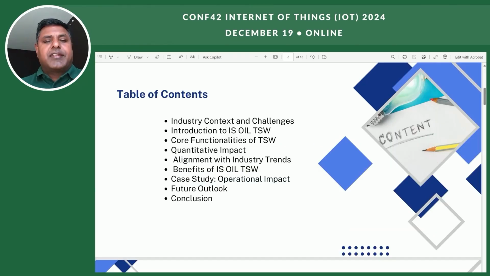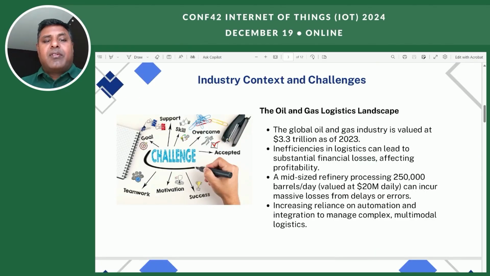The table of contents of this ISOIL TSW: industry context and challenges, introduction to ISOIL TSW, core functionality of TSW, quantitative impact, alignment with the industry trends, benefits of ISOIL TSW, case study, operational impact, future outlook, and conclusion. So here we will discuss the industry challenges in the oil and gas industry.